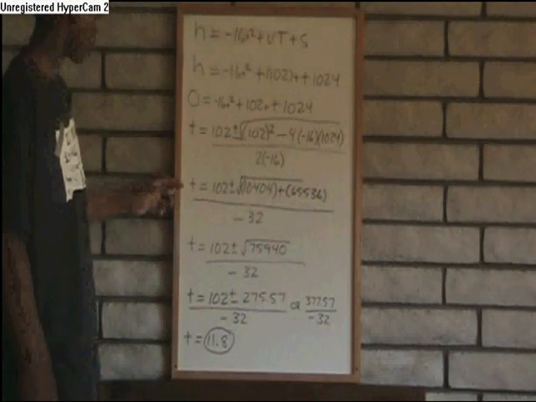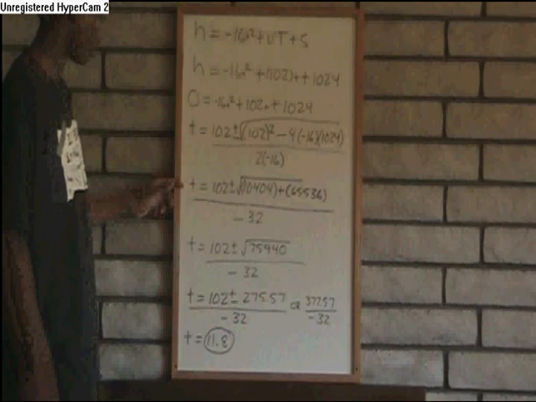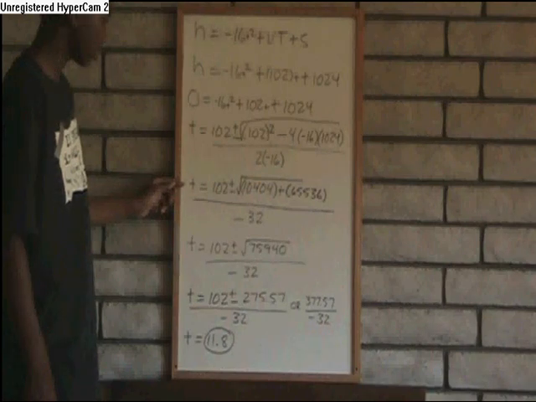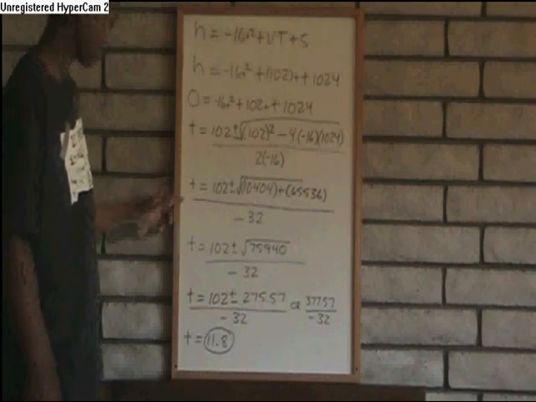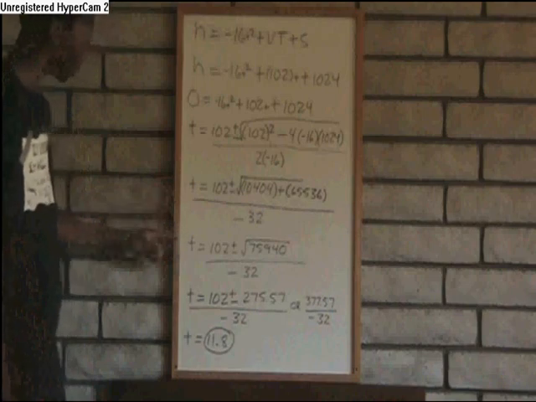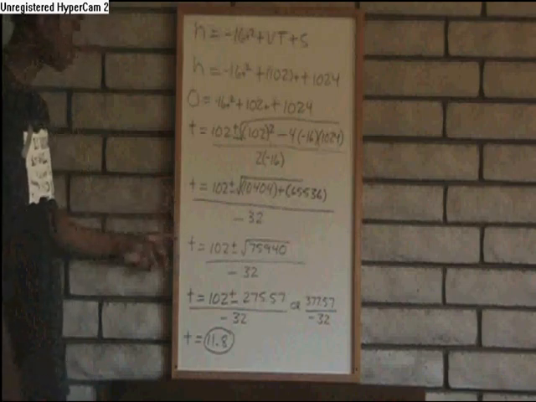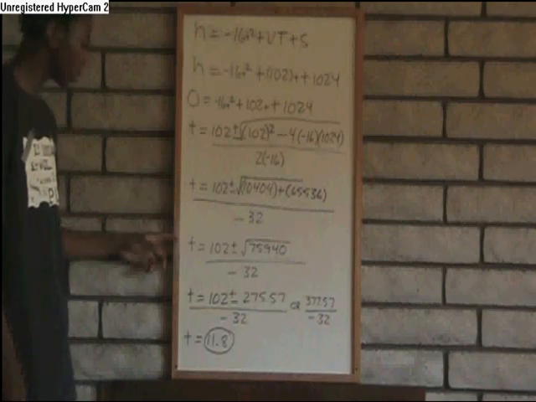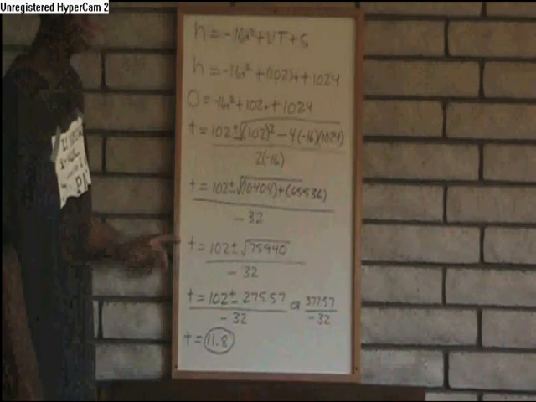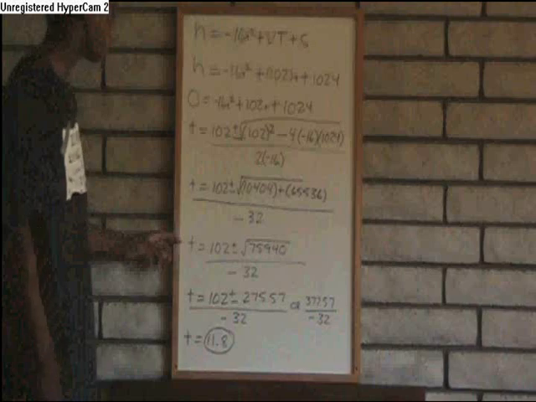Now we get t equals 102 plus or minus the square root of 10,404 plus 65,536, all over negative 32. We simplify and get t equals 102 plus or minus the square root of 75,940, all over negative 32.